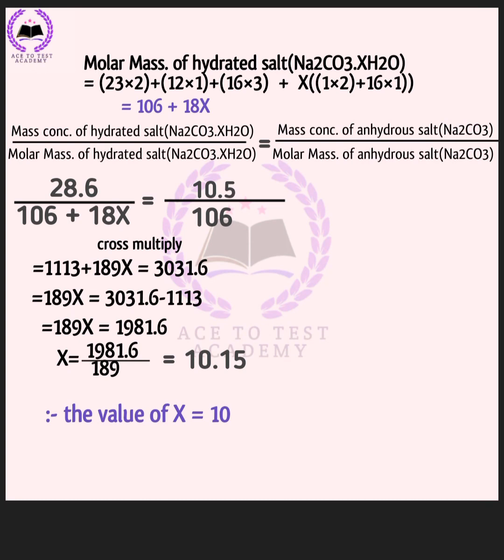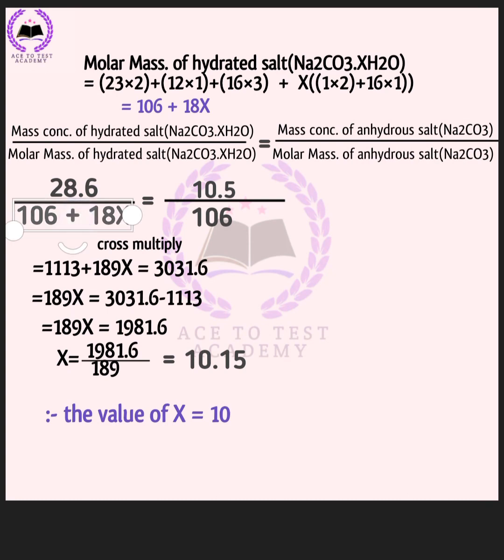So we are going to look for the molar mass of the hydrated salt also. Because we did not know the value of this X, you multiply this by 18. That's 106 plus 18x. And here is the formula for calculating it. It's that same formula. Let's input it. So our mass concentration of hydrated salt, that's 28.6 that we got. So add the molar mass of everything, that's 106 plus 18x.